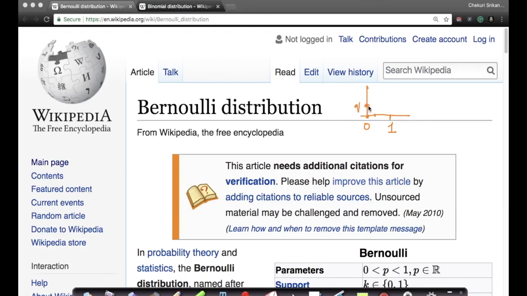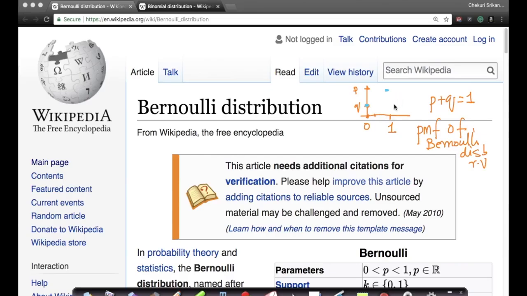So I have one point here, and I have another point here, and this value will be P. There are only two outcomes, 0 or 1, such that P plus Q equals 1. That's very important. Because there are only two values, the probabilities should sum to 1. This is what you'll see as the probability mass function of a Bernoulli random variable.